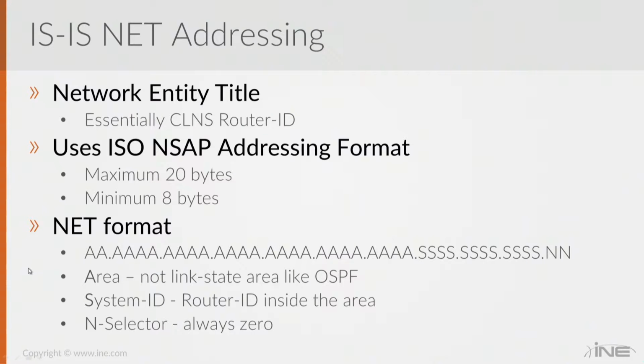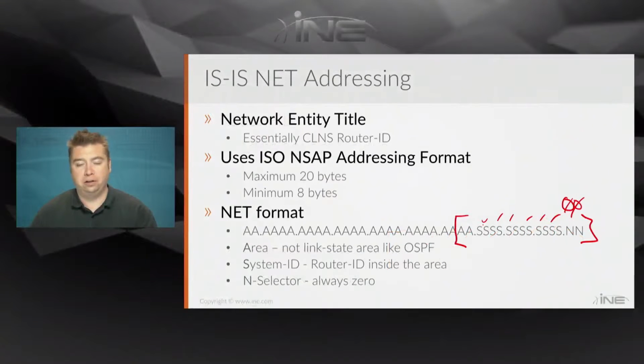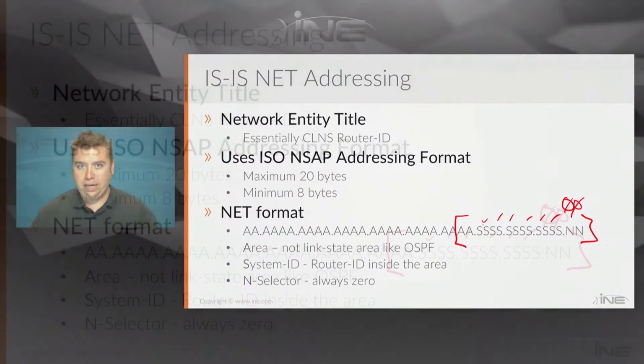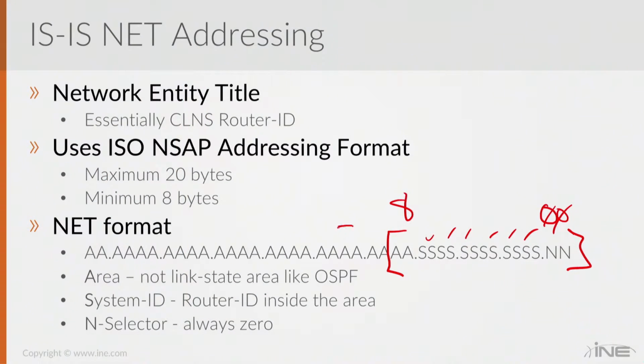So this means that when you configure the process, you need to at least specify a 1-byte area, and the 1-byte end selector, which is always 0, and the 6-byte system ID. The other restriction is that the NET address has to be an even number of bytes. So the NET address can either be 8 bytes or 10 bytes or 12, 14, 16, 18, or 20, but likewise it cannot be 19, 17, etc.